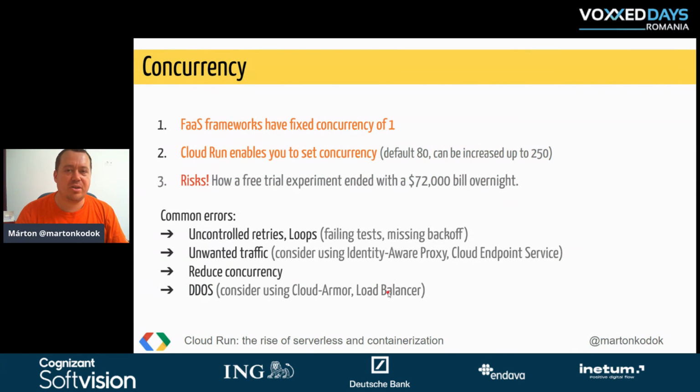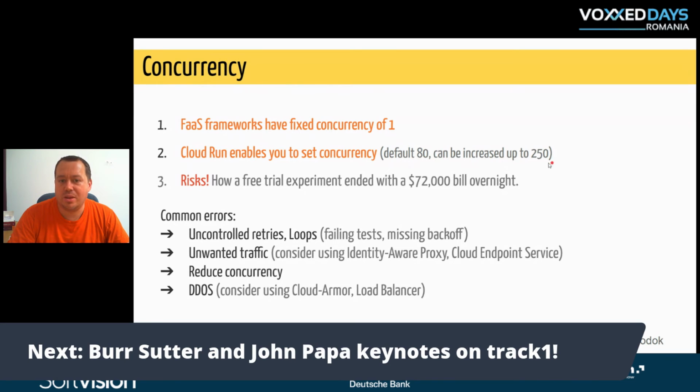So let's talk about concurrency. Function as a service frameworks have a fixed concurrency of 1. Cloud Run enables you to set concurrency. The default is 80, but it can be increased up to 1000. I'm thinking now from last week.